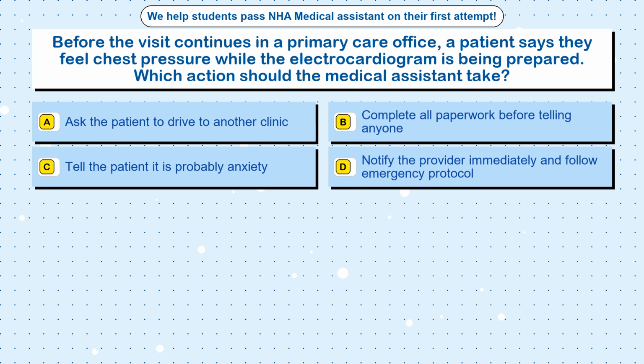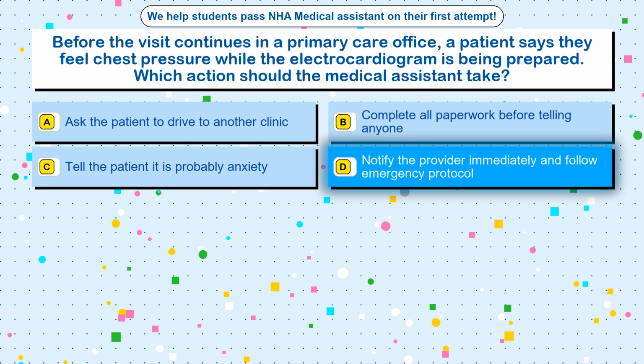Question 72. Before the visit continues in a primary care office, a patient says they feel chest pressure while the electrocardiogram is being prepared. Which action should the medical assistant take? Option A, ask the patient to drive to another clinic. Option B, complete all paperwork before telling anyone. Option C, tell the patient it is probably anxiety. Option D, notify the provider immediately and follow emergency protocol. The correct answer is option D, notify the provider immediately and follow emergency protocol.